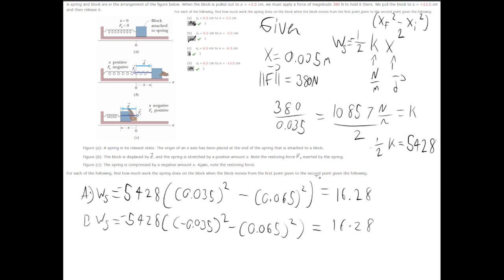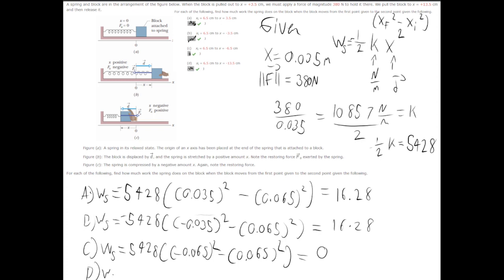So now we're going to have C, work done by the spring equals 54.28, and now it's going to be negative 0.065 squared minus 0.065 squared, and this equals 0. And then D, if we have any space for it, W_S equals 5428.